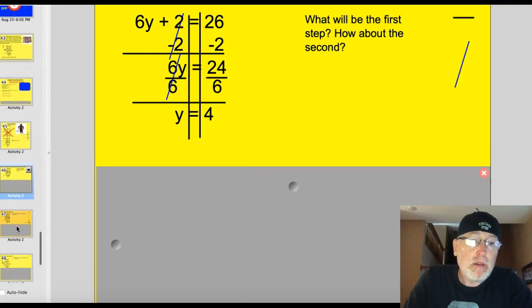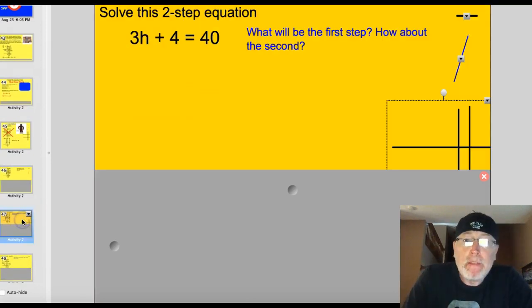All right, time for you to try one. Solve this two-step equation. Think about, what will your first operation be? What will your second operation be? How do you undo that? Order matters.